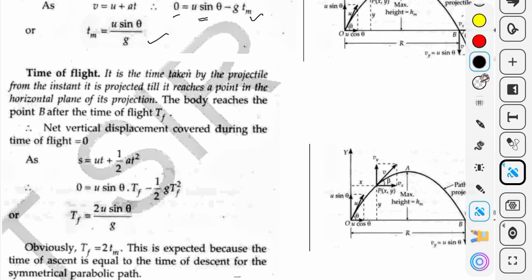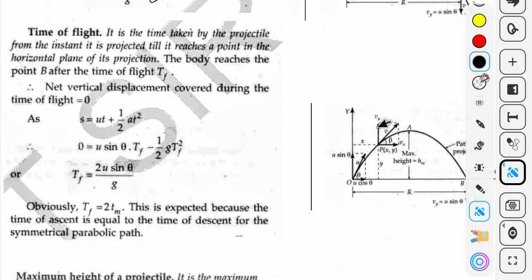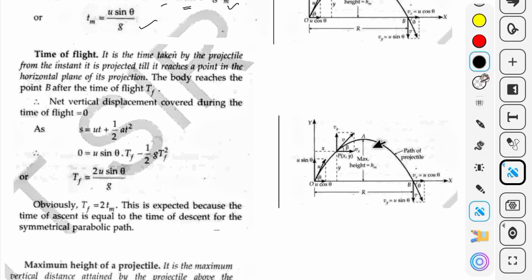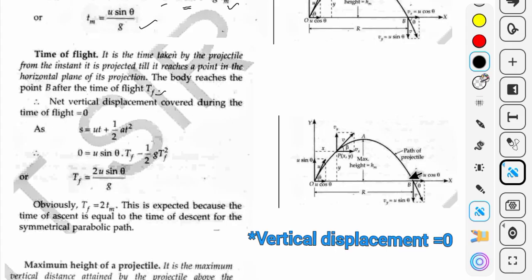Now time of flight, that means the total time taken to cover the whole trajectory. It is the time taken by the projectile from the instant it is projected till it reaches a point in the horizontal plane of its projection. So the body reaches the point B after time Tf, the total time of flight. Therefore, the net vertical displacement covered during this time of flight is 0, because it goes from the point of projection to the same horizontal level.